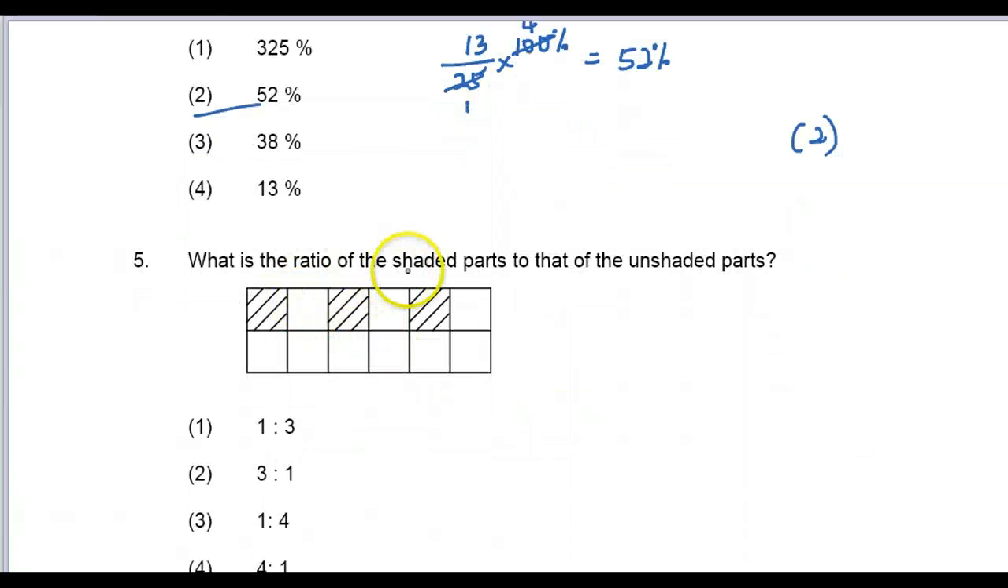What is the ratio of the shaded parts to that of the unshaded parts? So my shaded part is 3 units. My unshaded part is 1, 2, 3, 4, 5, 6, 7, 8, 9. 3 is to 9, which is 1 is to 3. Option number 1.